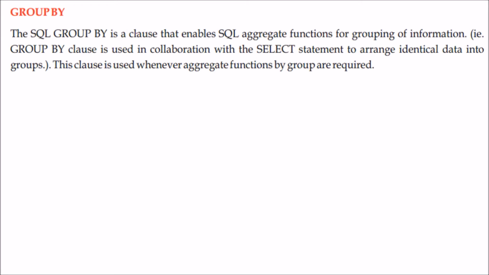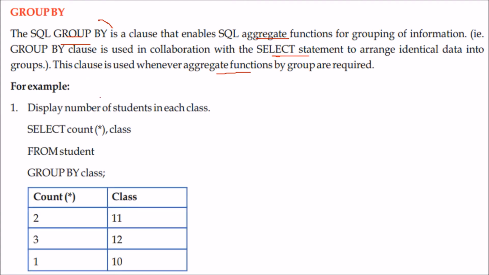Group by. The SQL group by is a clause that enables SQL aggregate functions for grouping of information. That is, the group by clause is used in collaboration with the select statement. You want to arrange identical data into groups. So this clause is used whenever aggregate functions by group are required. You want the aggregate function to give you a certain result in group manner, so you use group by. Let us see with an example, you will understand more.